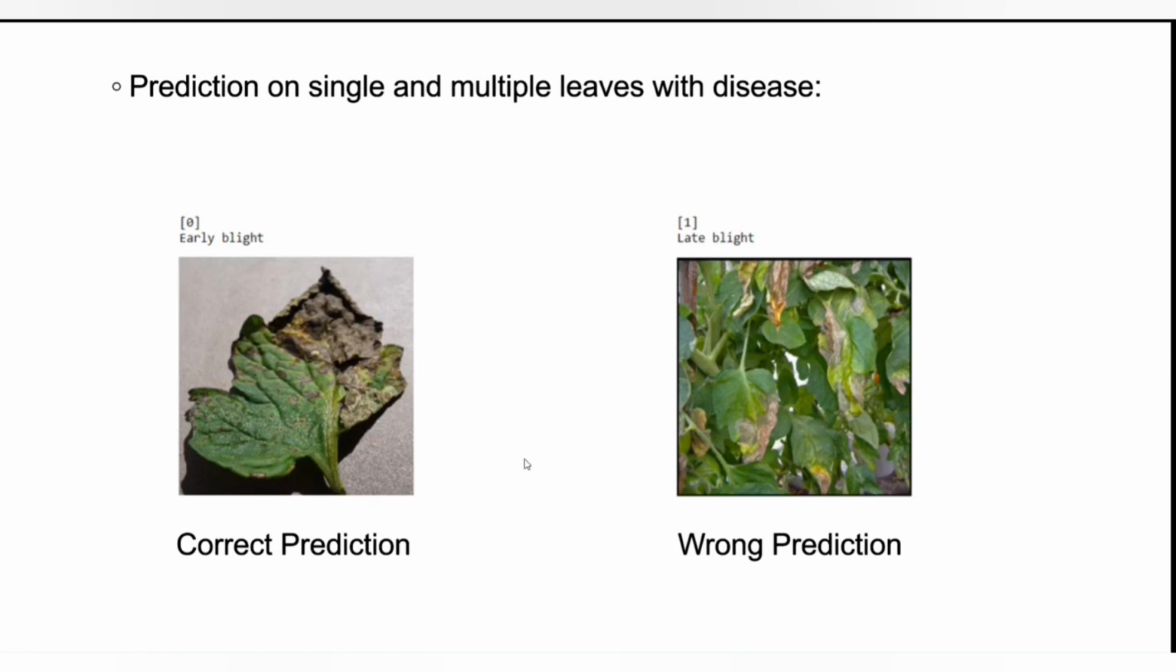As you can see, the model can correctly predict early blight disease in a single leaf, but the prediction was wrong for multiple leaves as it predicted late blight. We have a demonstration video of the automated ML model with ESP32.